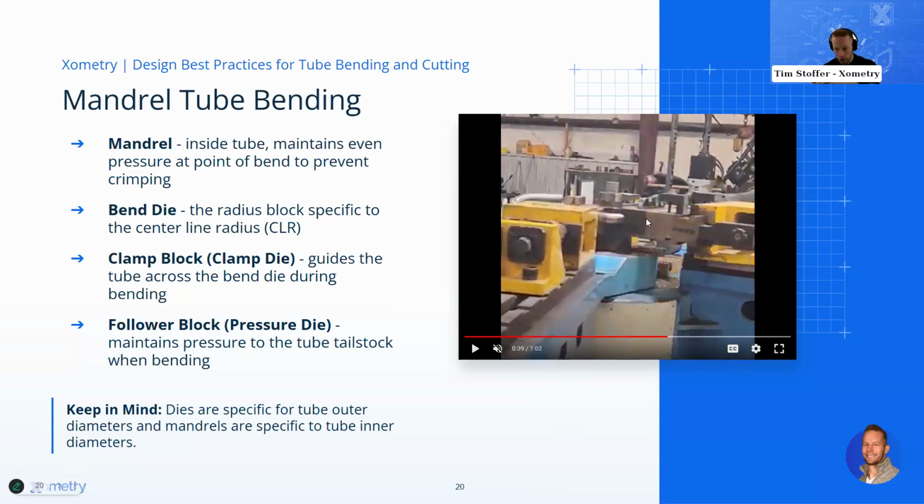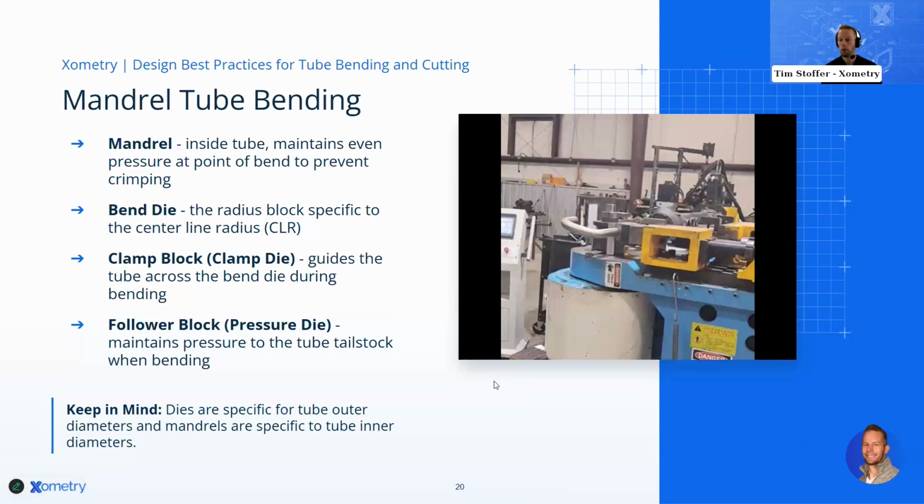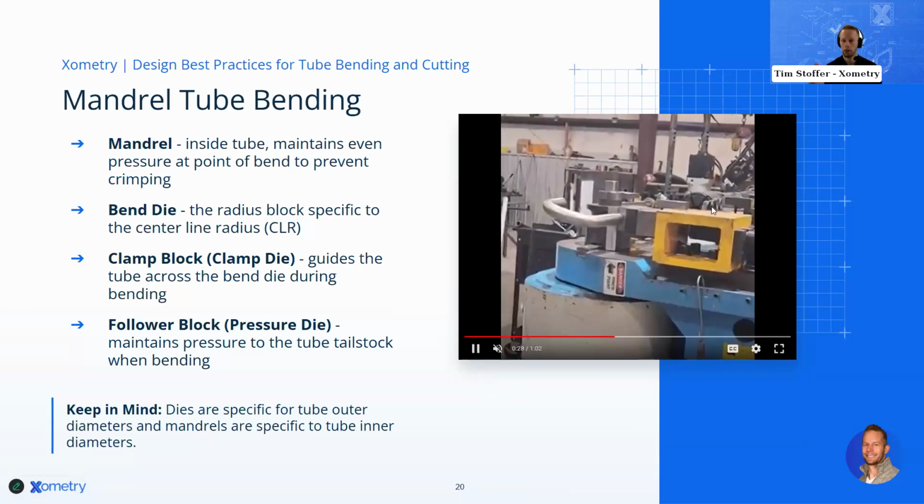And lastly, you'll see this hunk of steel on the back. Same thing. It's like a clamp die, just longer. So the pressure die or the follower block, however you want to refer to it, provides the backside pressure during the process. That pressure die actually travels along the bend tangent as the machine operates.